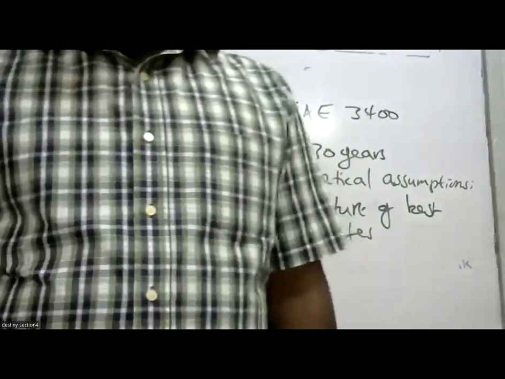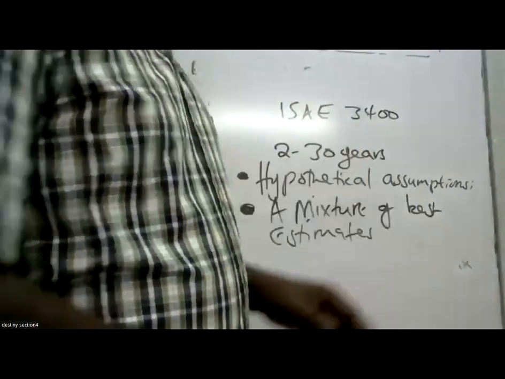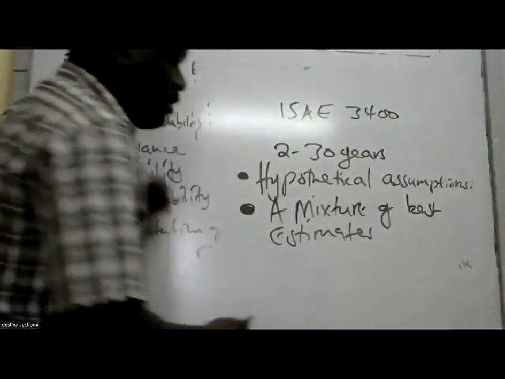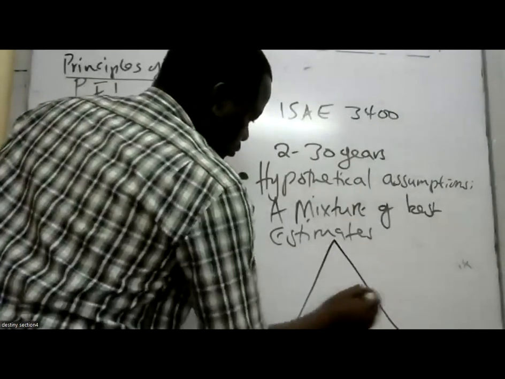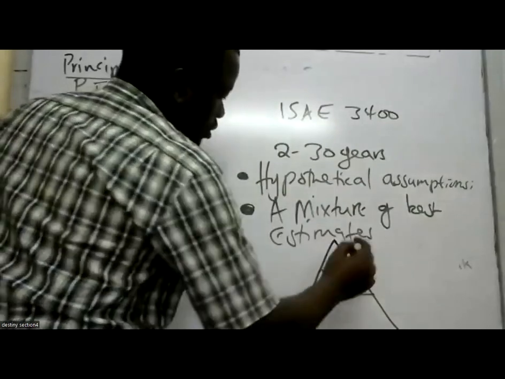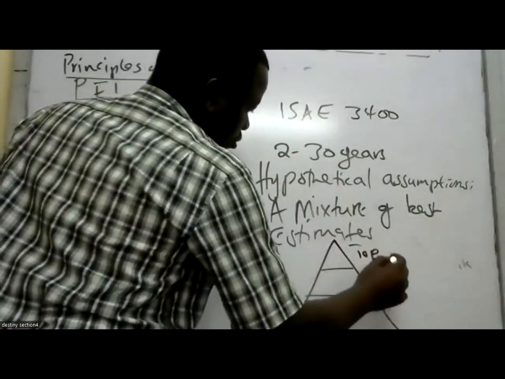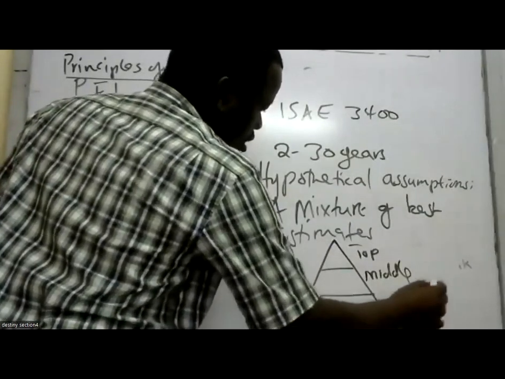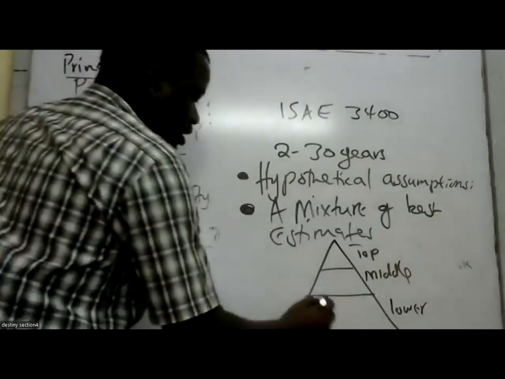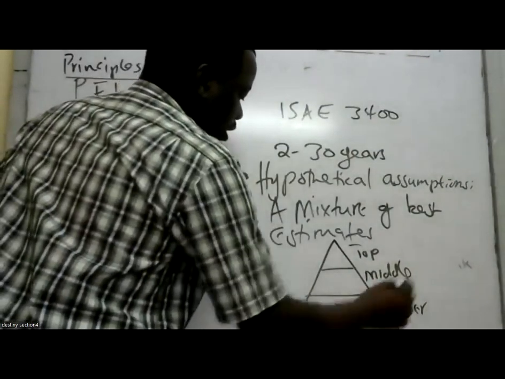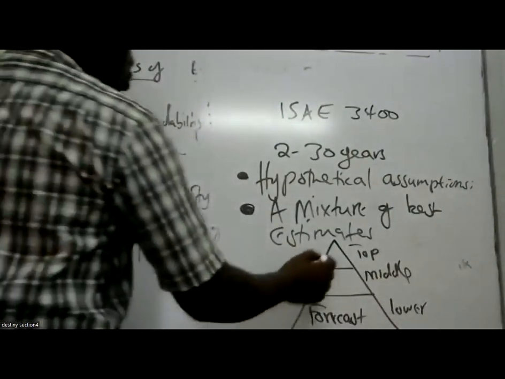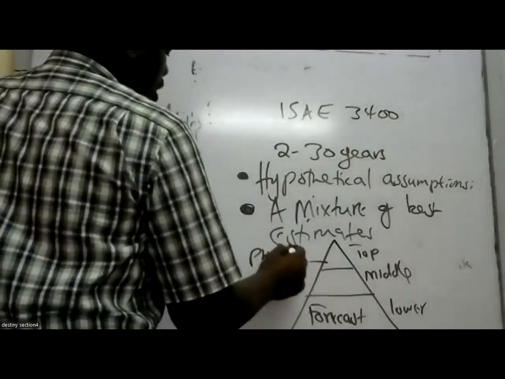So differences of forecast and a projection. The easiest one is just based on the time frame. A forecast is less than a year, then projection is between 2 to 30 years. It applies for long-term plans. If you have management levels, this is the top level, this is the middle level, and the lower level. So forecasts apply at the lower level. Then projections are the top level.